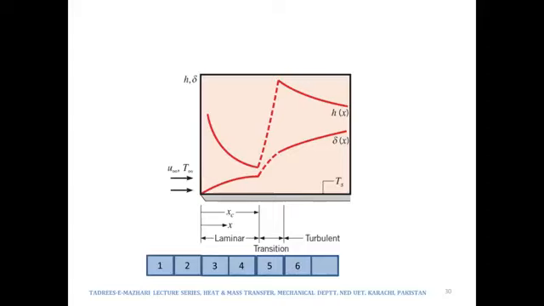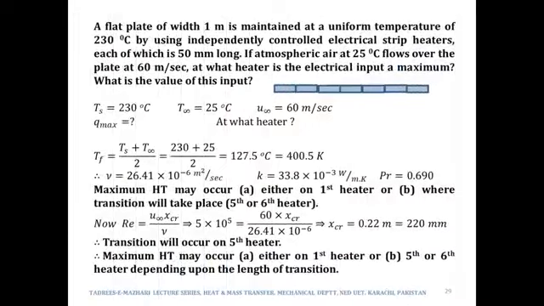So therefore H would have its maximum value on the first heater if and only if the flow is entirely laminar or entirely turbulent, and therefore Q would be maximum over the first heater. So we need to find out whether the flow is entirely laminar or turbulent, or it is not the case.